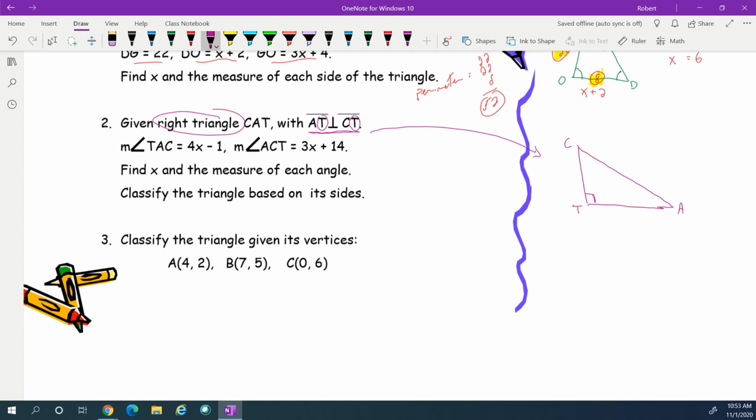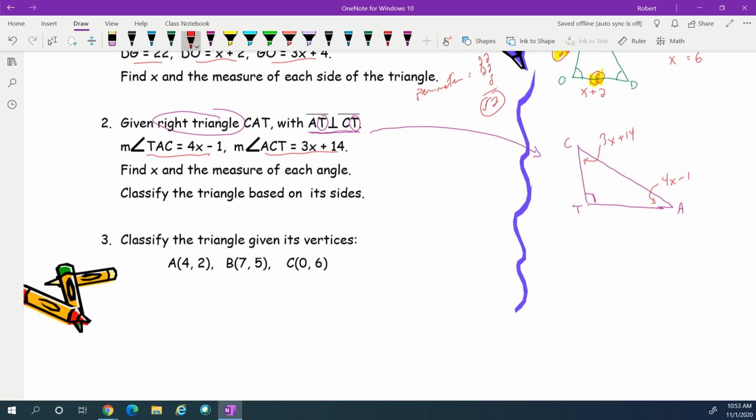Well, now let's see what information we have. And we were given angle TAC. So TAC, make sure you can find that angle for x minus 1. And ACT, that angle is this one, ACT. Remember, the vertex is the middle letter. That's where the angle lives. 3x plus 14. And of course, we have to find x.